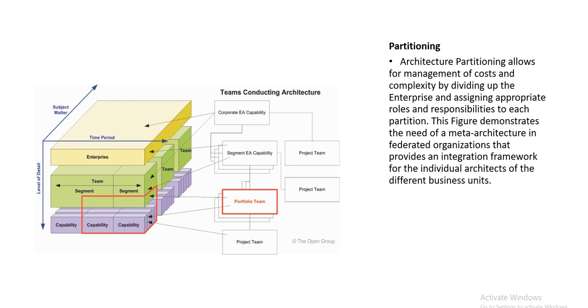Now the partition. The partition is, we can say, about capability, and with the team's collaboration the project team has to be defined. Architecture partitioning allows a complex enterprise to be divided with significant promotion approach rules. You can see the diagram, which represents subject matter and level of detail with the team we are defining here.